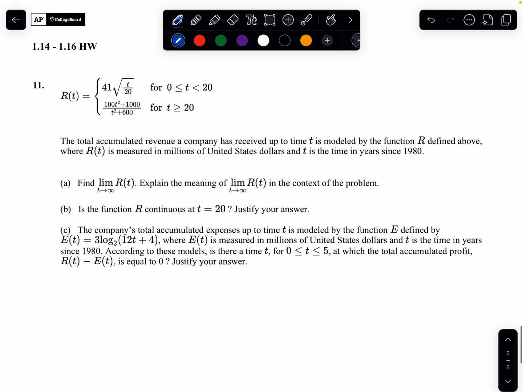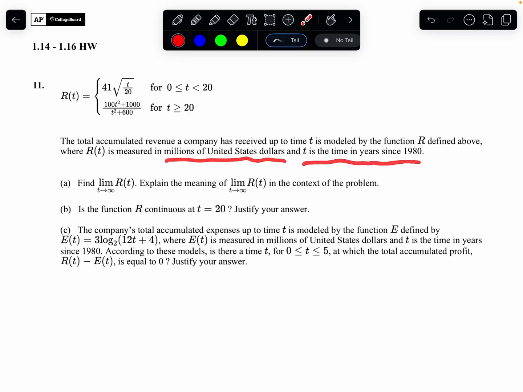All right, for 11, the total accumulated revenue of a company up to time t is modeled by the function r defined here, where r of t is measured in millions of United States dollars and t is the time in years since 1980. So find the limit as t approaches infinity of r of t and explain what this means. So at infinity, I'm going to evaluate this piece of it.